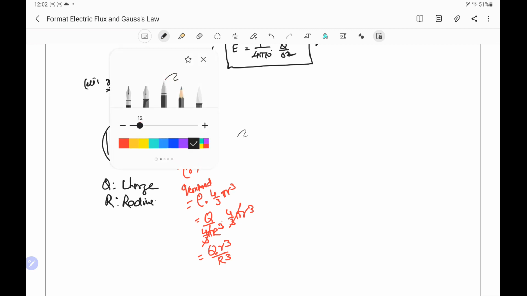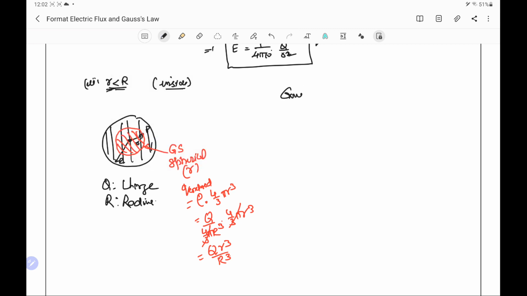So we write the Gauss law. As per Gauss law, electric flux, integral E dot ds, equals Q by epsilon naught, where Q is the Q enclosed. Here we can write it as integral E ds cos theta equal to Q enclosed by epsilon naught.